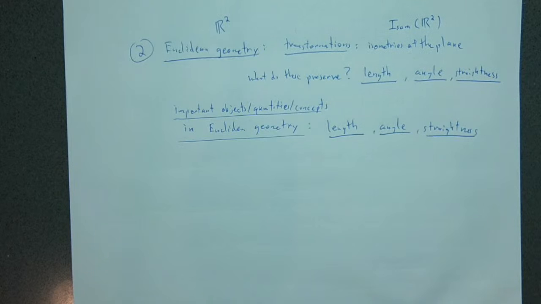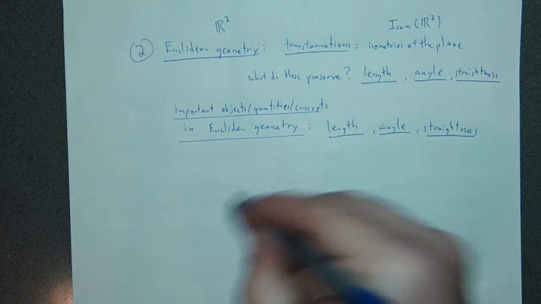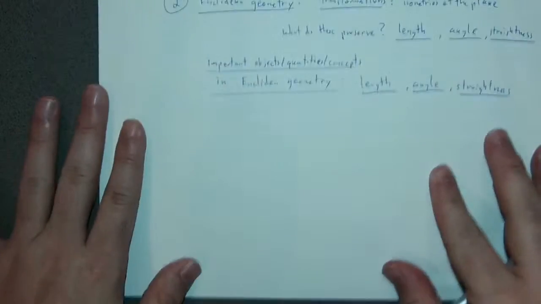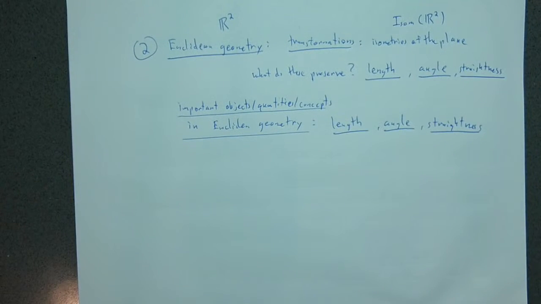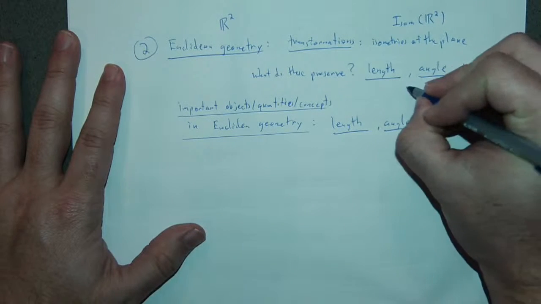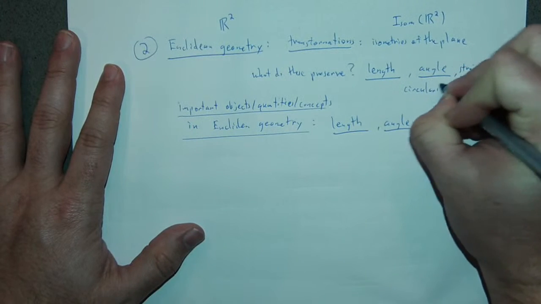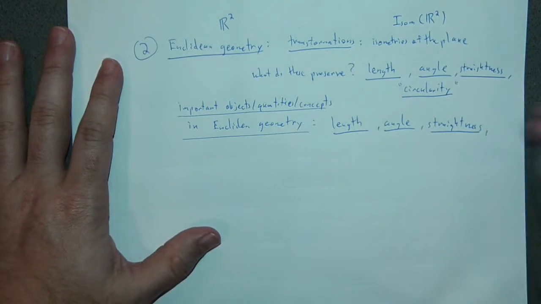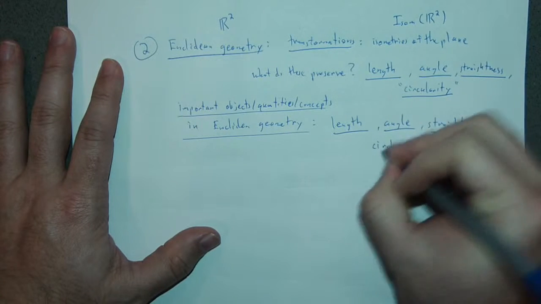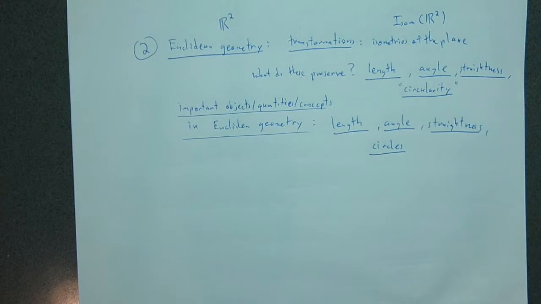Okay, what else? Well, what about circles being circular, right? Meaning if I have a circle, so if I drew a circle here and then I applied a Euclidean isometry to this sheet that it's on, would it still remain a circle? Yes, right? So circularity, we'll call it circularity. That is circles mapping to circles, right? That's something else that we get.